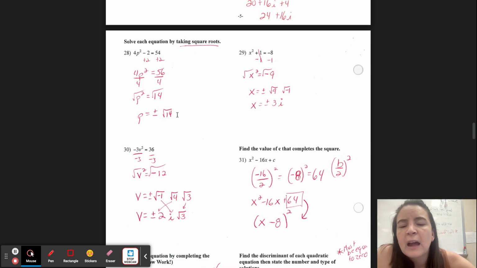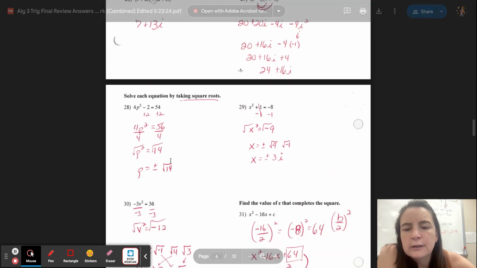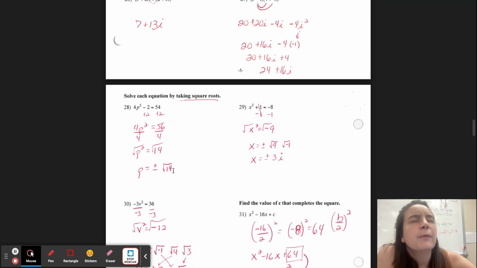For 14, just like the one above, all the way up here, I do want to check and make sure there's no perfect squares trapped inside. The only factors for 14 besides itself are 2 and 7. 2 is not a perfect square, 7 is not a perfect square, so it just stays trapped inside like this.